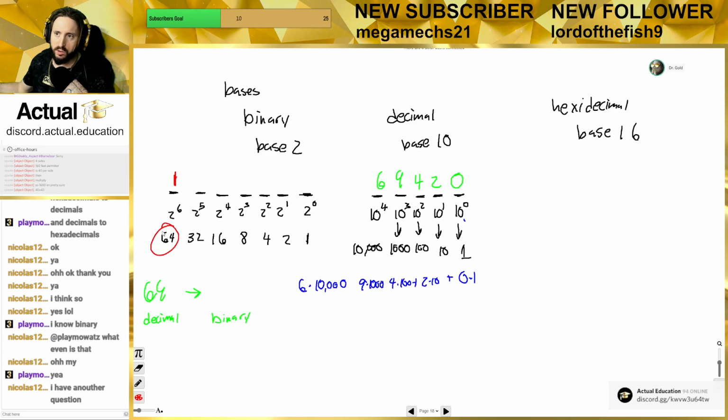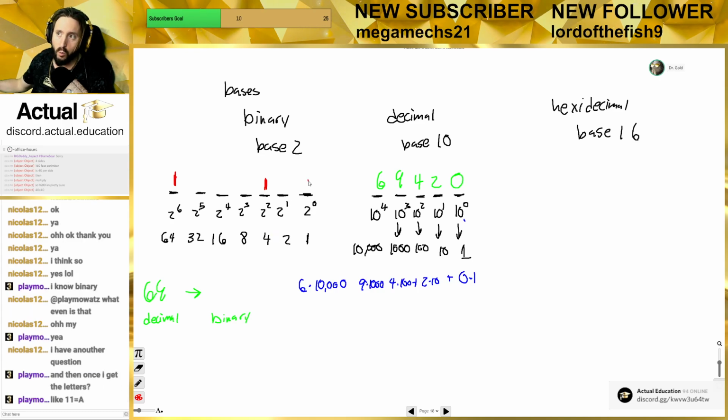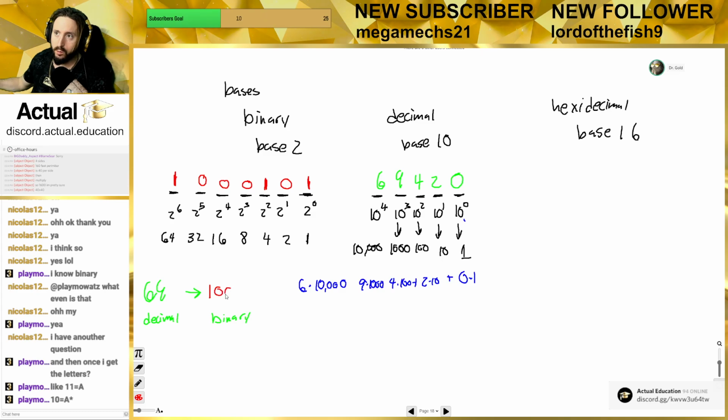So this would be 64, and then I need to get another 5. How am I going to get the other 5? Well, I can't add 8, because that would get me up to 72. I could add a 4, which gets me up to 68. Cool, so now I'm at 68. I don't want to add 2 because that would get me 70. I want 69, so I need to add another 1. So that's where this 1 comes from. So this is what it would be in binary. It would be 1 0 0 0 1 0 1.